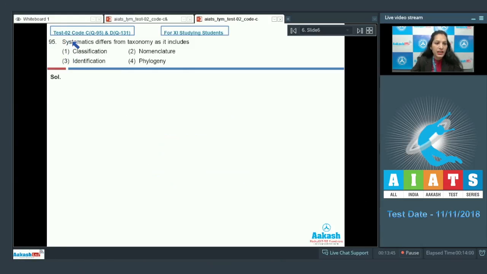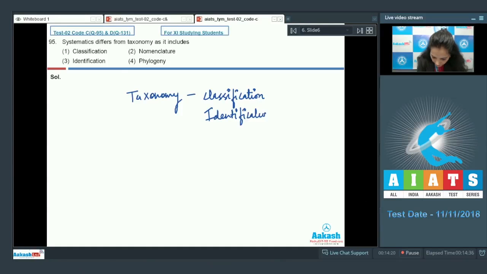Question number 95. Systematics differs from taxonomy as it includes classification, nomenclature, identification, or phylogeny. Taxonomy is a branch of science which includes classification, identification, nomenclature, and characterization.